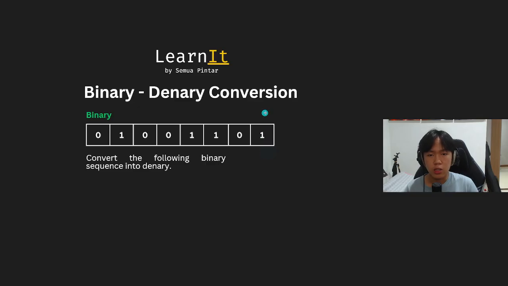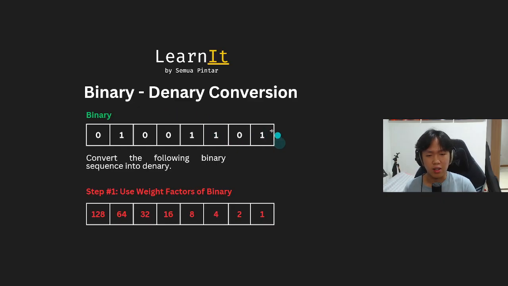Okay. So now, before we get to hexadecimals, let us learn about the conversions between binary and denary. And this uses the principles of weight factors. So, we have a binary value here, 0100 1101. So let's convert the following binary sequence into denary. If we want to convert this into denary, we have to bring up our trusty old weight factor.